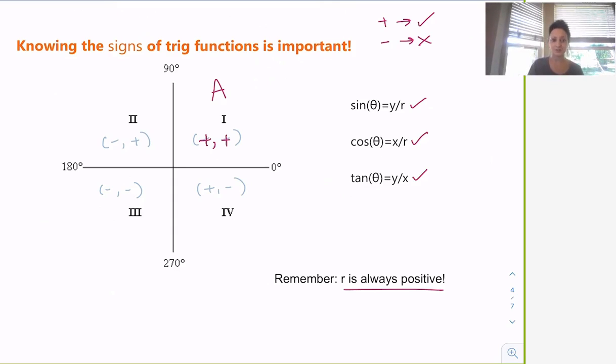All right, let's move on to quadrant 2, where x is negative, y is positive, and remember, that r is always positive. So if I've got y over r, I've got a positive over a positive. So that gets a check. X over r, that would be a negative over a positive. So that's a no. That is not positive. Tangent y over x, I'd get a positive over a negative. So that is no, not positive. So the only one that got a check for quadrant 2 was which one? Sine. So I'm going to put an S for sine being positive in quadrant 2. The other 2 are not. The other 2 are negative.